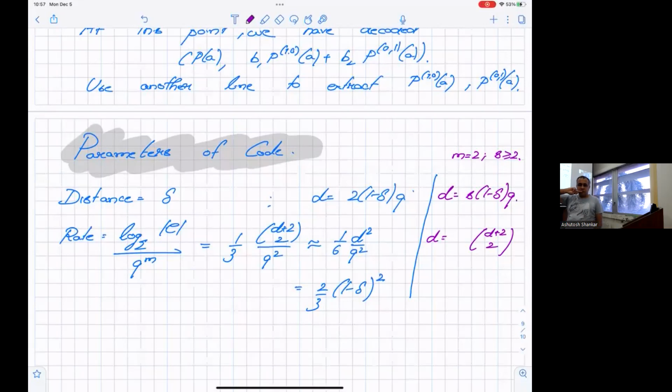What will it be? The number of derivatives. What was the number of derivatives? M plus x minus 1 choose M. M is 2. Therefore, it is S plus 1 choose 2. So that will come down.